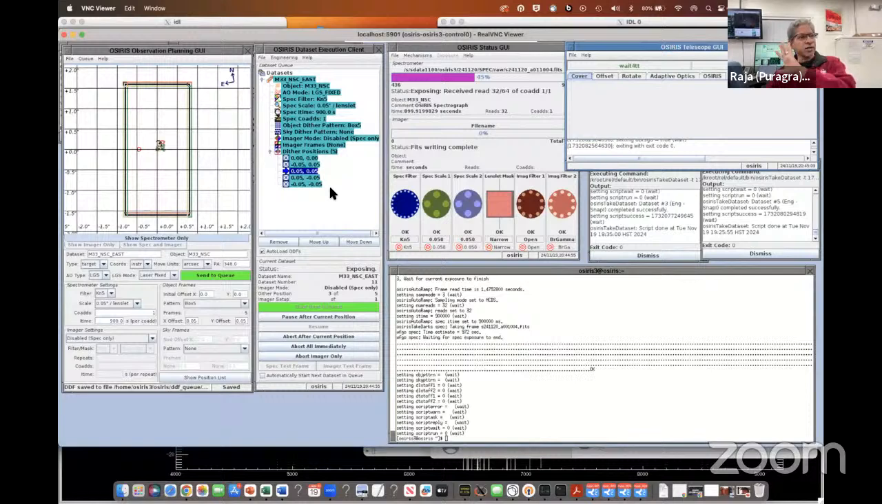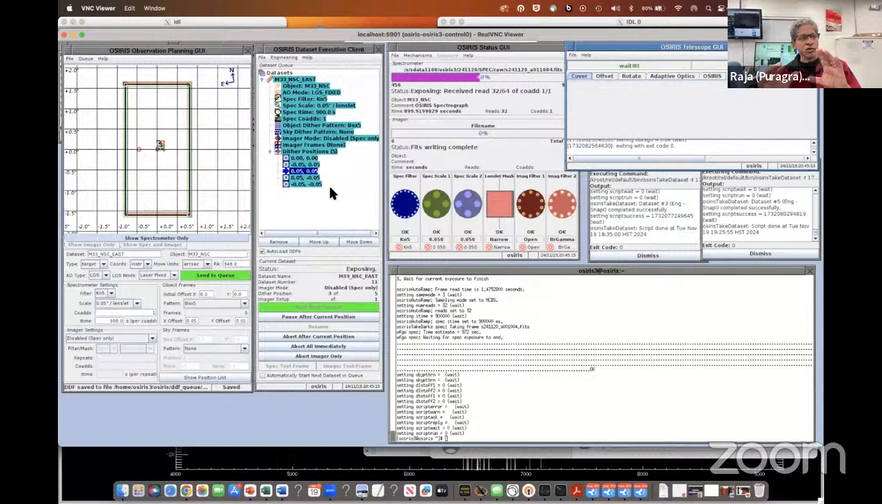The reason for dithering is multiple, but these detectors are not perfect. There could be pixels that are less sensitive than they typically are. Not all pixels have exactly the same sensitivity. So you don't want some unfortunate star's light to always fall on the same pixel.